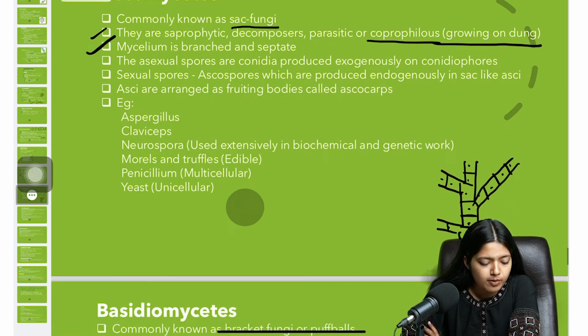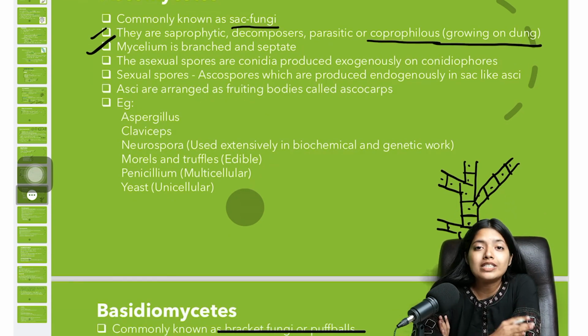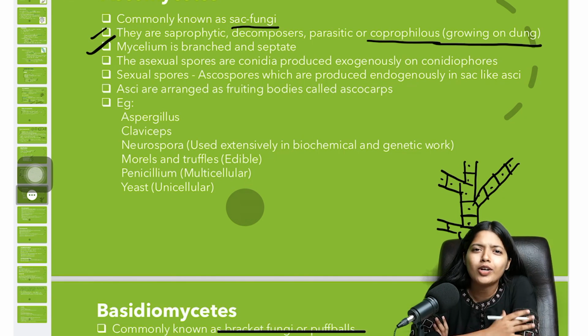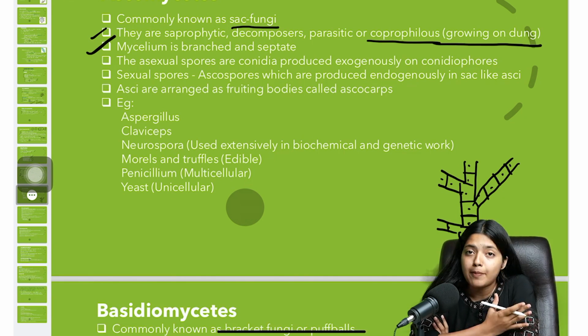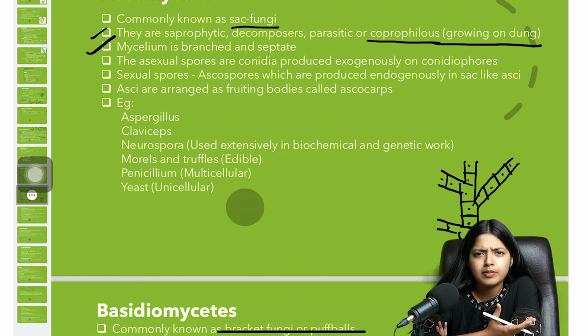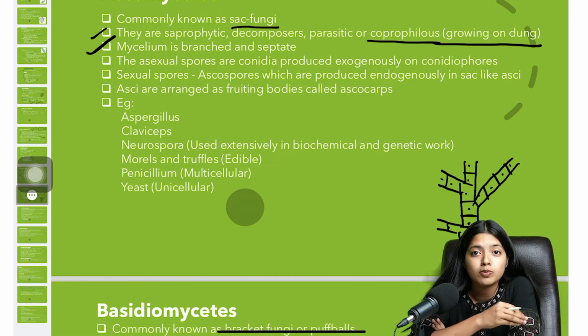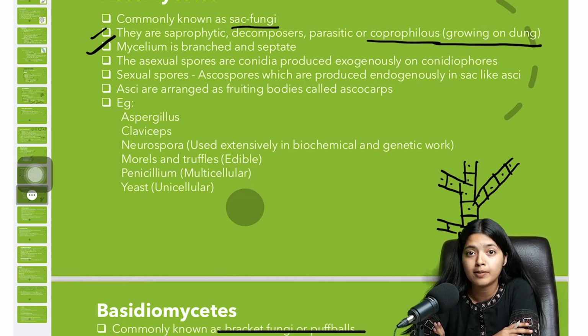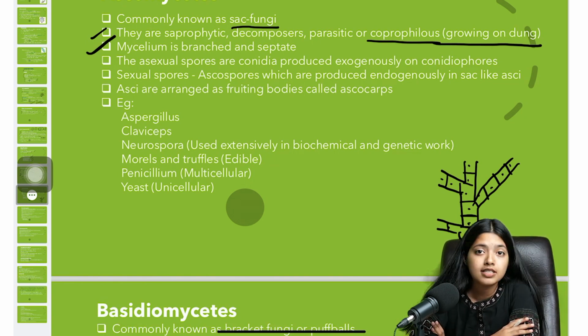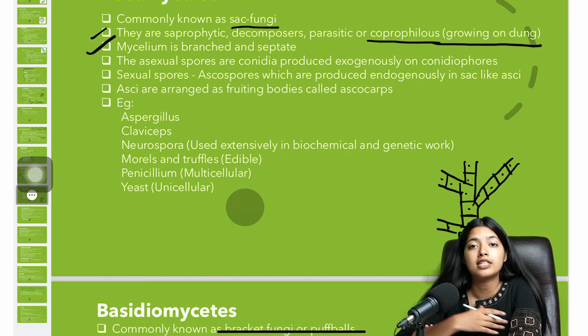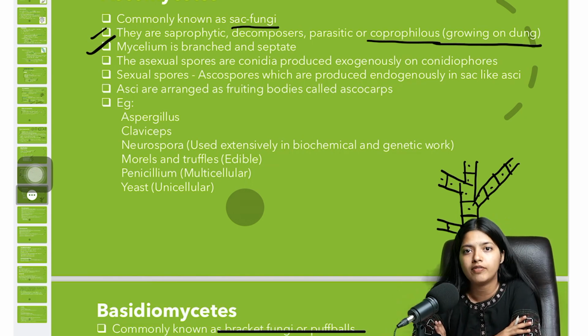Ascomycetes are commonly known as sac fungi. They look like a bag or sac, so they are known as sac fungi. They are saprophytic. Saprophytic means they depend on dead and decayed organisms for food, for nutrition. They help in the process of decomposition, converting large organic substances into small parts. And they may be parasitic, disease causing, harming an organism, depending on a living organism.